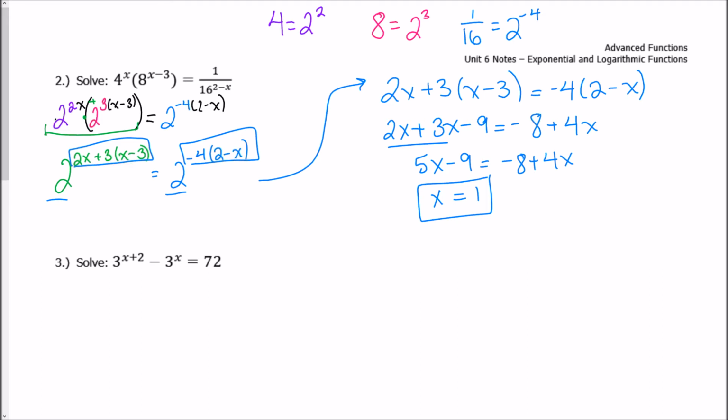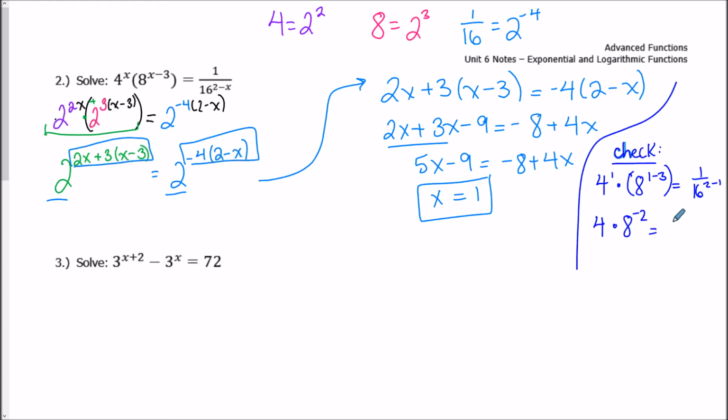Okay, so now let's just do a quick check just to see if this really is going to work. So for our check right here, I am going to replace my exponent with 1. So in the original equation, 4 to the power of 1 times 8 to the power of 1 minus 3 is equal to 1 over 16 to the power of 2 minus 1. So I end up getting 4 times 8 to the power of negative 2 is equal to 1 over 16 to the power of 1.